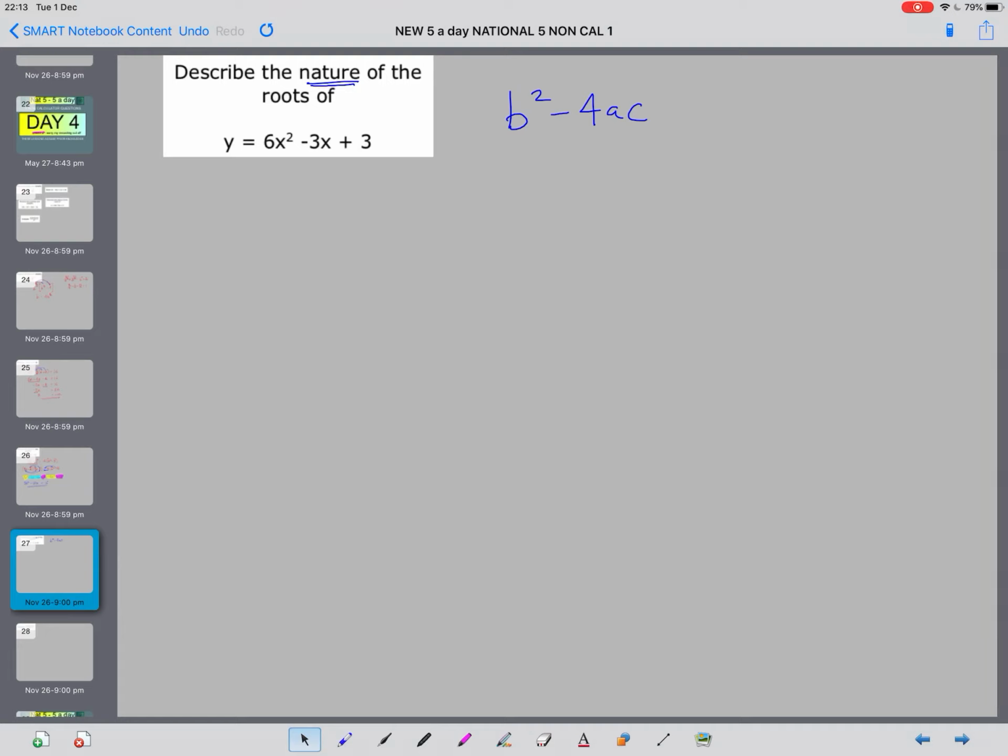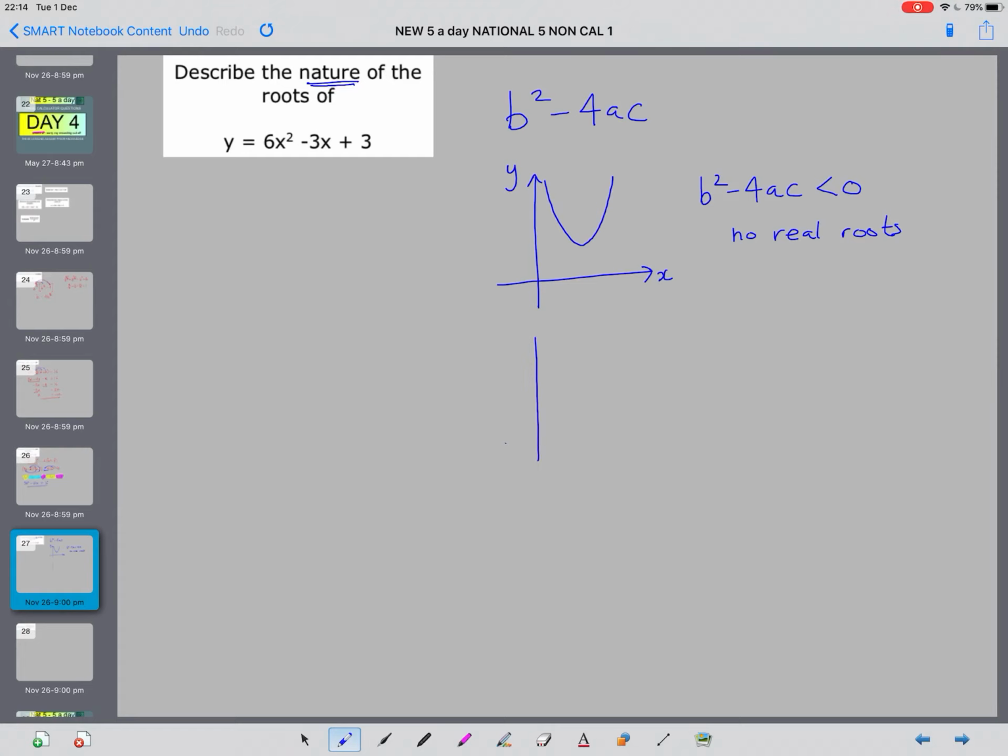So, if I was to draw a coordinate axis and I was to draw a parabola, if I drew one that did not cut the x-axis, this means that b squared minus 4ac is less than 0 and there are no real roots.